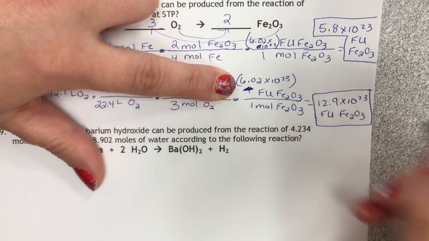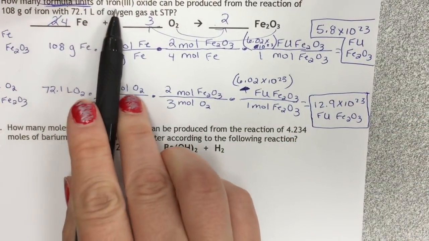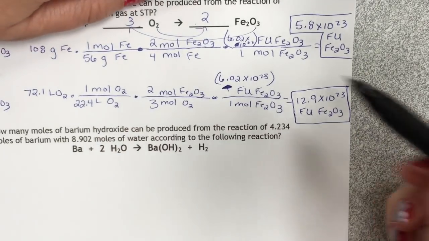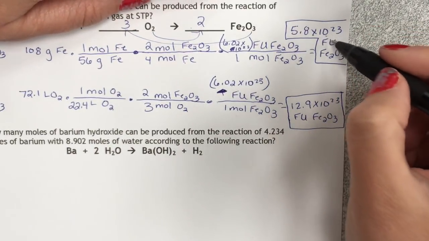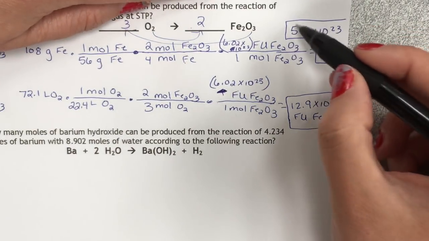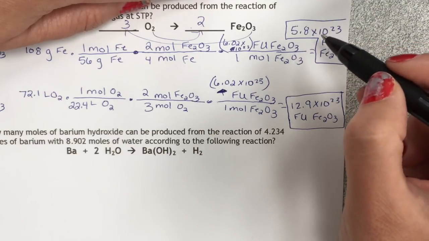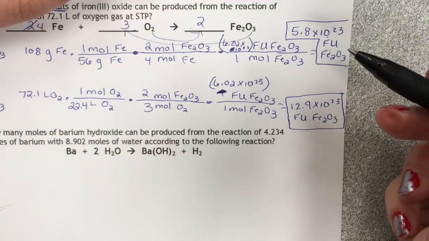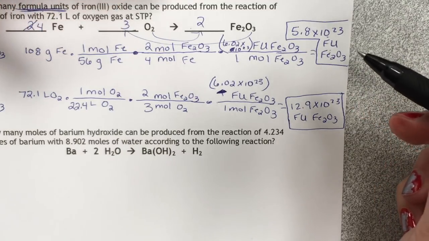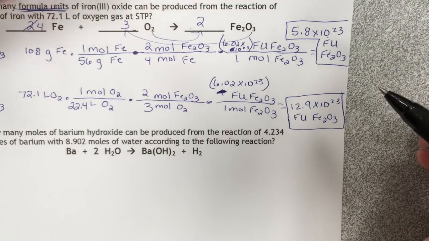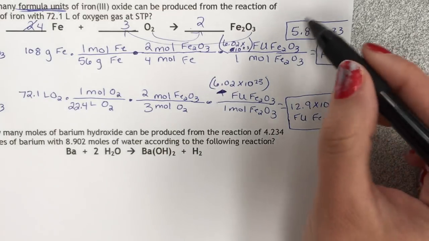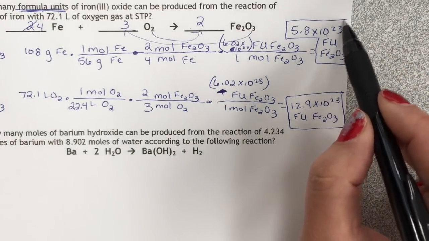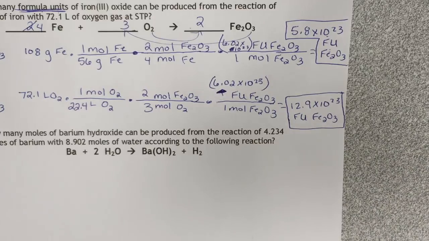Just like that. So it says how many formula units of iron can be produced. So we're looking for the lowest amount. So this is the maximum number, okay? This is the maximum number we can produce because it's the lowest number, okay? Just like the maximum number of sandwiches we can make with 100 bread, 2 cheeses is 2 sandwiches, okay? So this is excess, this is limiting, so this is the maximum we can produce.